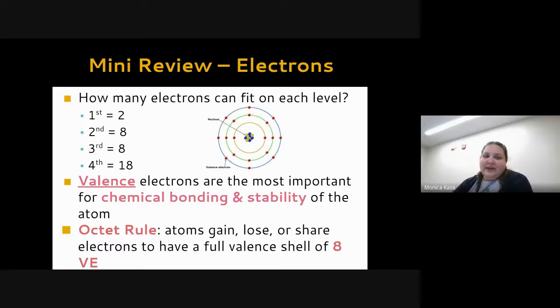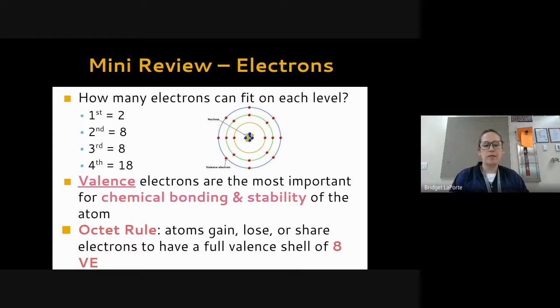Valence electrons, that valence is, they are the outermost electrons on their energy level. They are important for chemical bonding and stability of those atoms. And then we also have the octet rule. Atoms gain and lose or share electrons to have a full valence shell of 8 valence electrons.